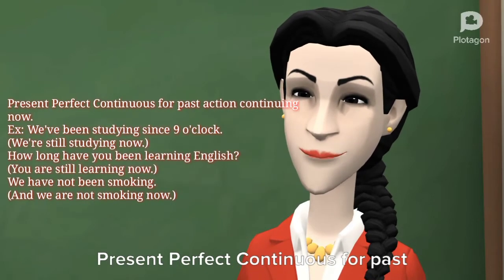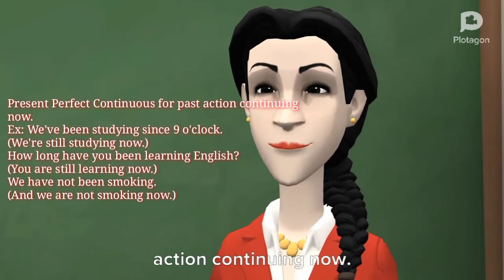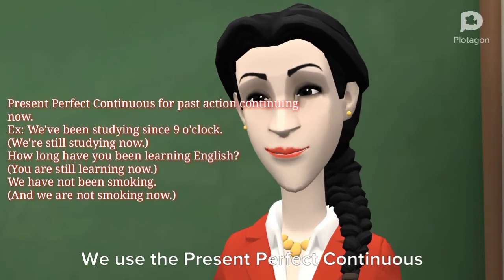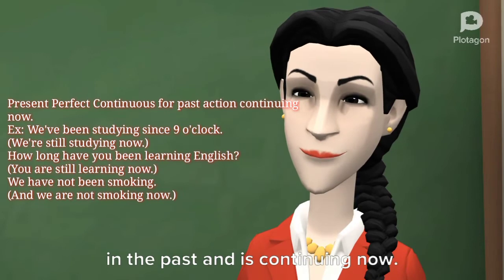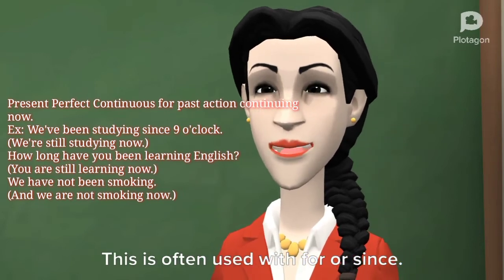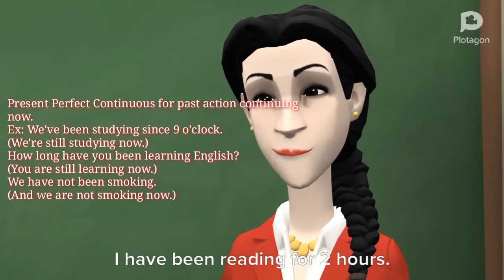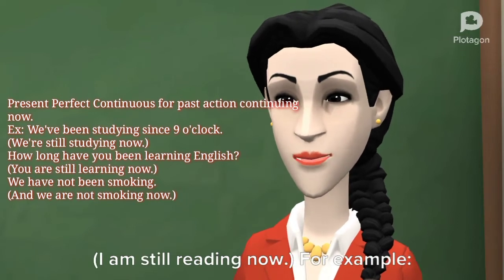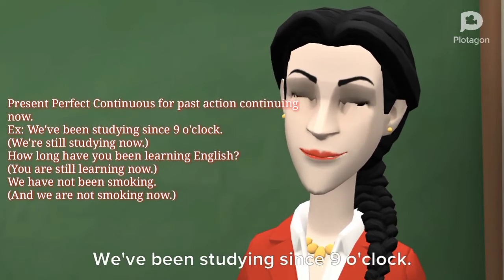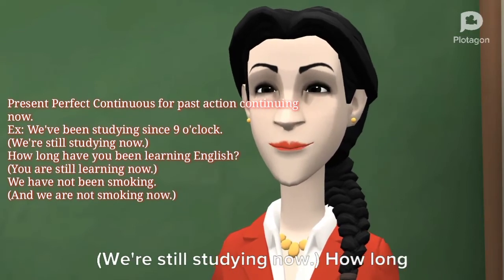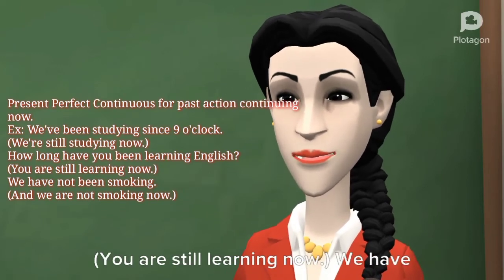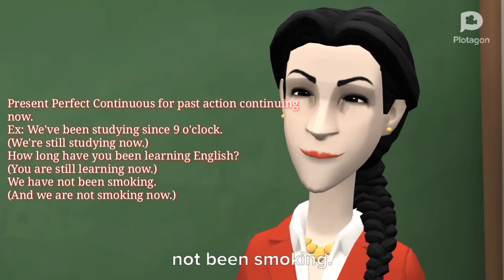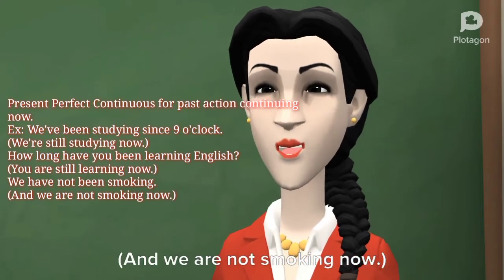Present perfect continuous for past action continuing now. We use the present perfect continuous tense to talk about action that started in the past and is continuing now. This is often used with for or since. I have been reading for 2 hours. I am still reading now. For example, we've been studying since 9 o'clock. We're still studying now. How long have you been learning English? You are still learning now. We have not been smoking. And we are not smoking now.